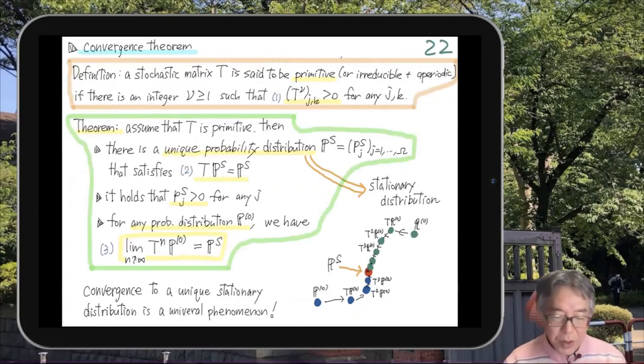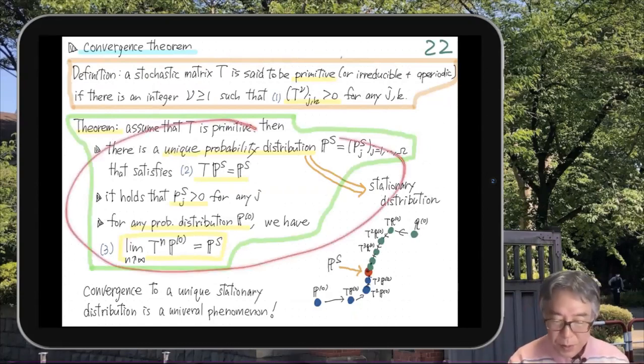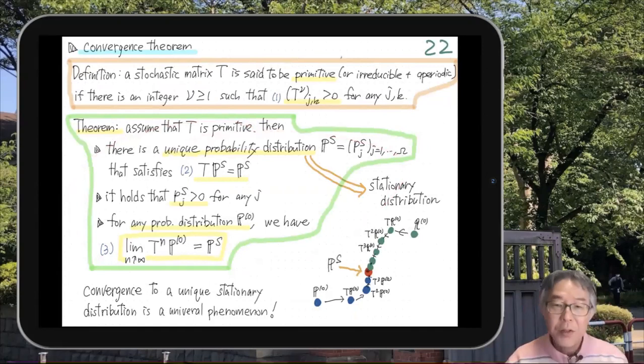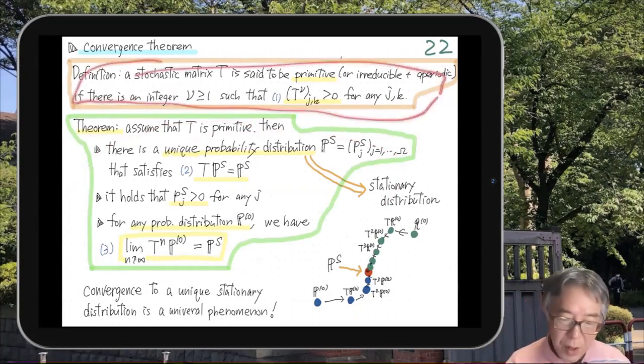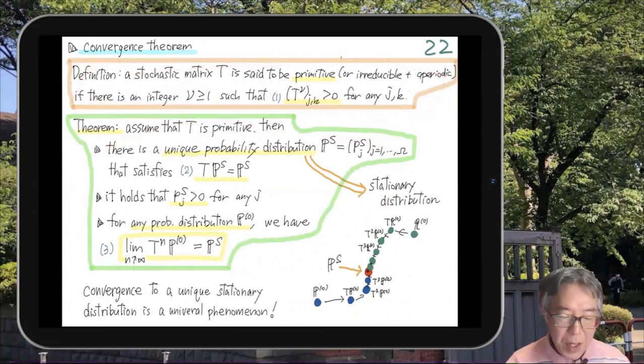In this page 22, we discussed this convergence theorem, and we did prove this theorem in an elementary manner. And here the essential condition was this primitivity for T. Primitivity said that there is an integer nu for which the component of T to the nu is positive for any j, k. So this is the essential condition.